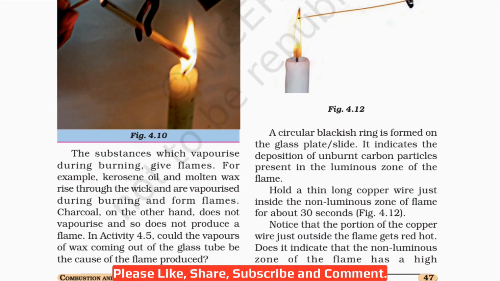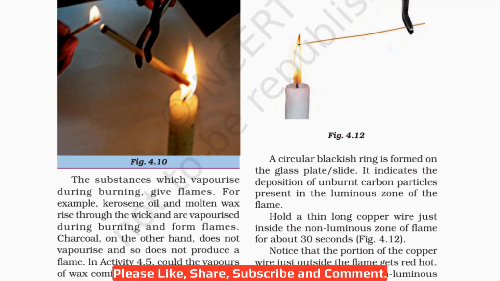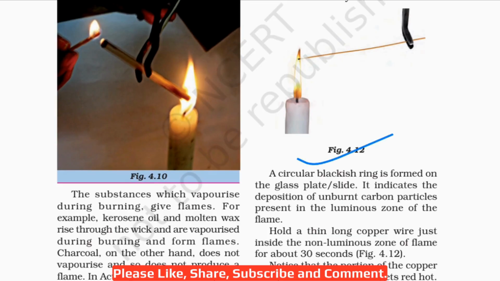It indicates a deposition of unburned carbon particles present in the luminous zone of the flame, because the fuel vapors only burn partially here. That is why there are unburned carbon particles present in this luminous zone, in this yellow zone of the flame. Now another activity, figure 4.12, you can see. Hold a thin copper wire just inside the non-luminous zone. Non-luminous zone means this outermost zone, this outermost zone here.